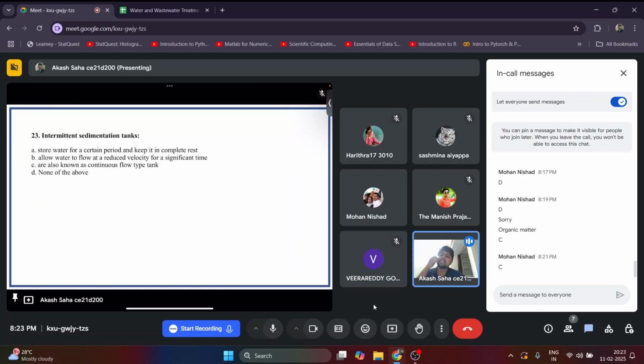Next problem, intermittent sedimentation tanks. A. Store water for a certain period and keep it in complete rest. B. Allow water to flow at reduced velocity for a significant time. C. Are also known as continuous flow type tank, or D. None of the above. So we are talking about intermittent sedimentation tank.